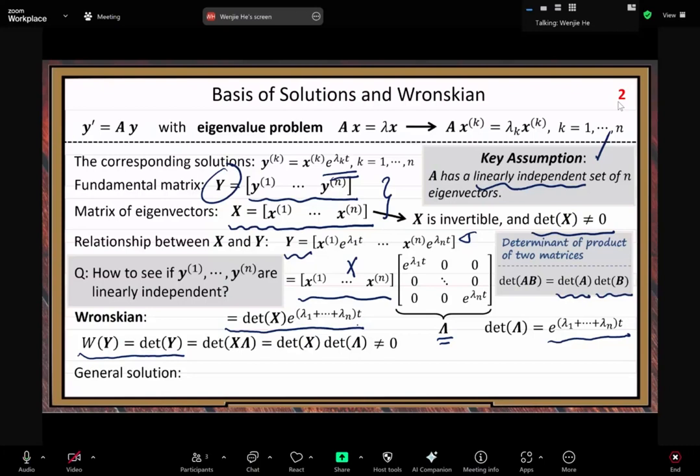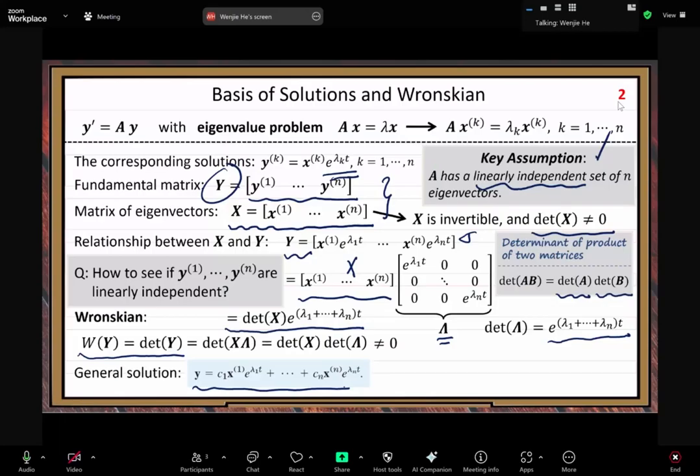After we know these n solutions are linearly independent, we can write the general solution. How to write the general solution? We know the general solution is the linear combination of these n linearly independent solutions. Here we use matrix multiplication to write the linear combination. For each vector solution, we use a constant, C1, C2, and then we add them together. This is a linear combination.